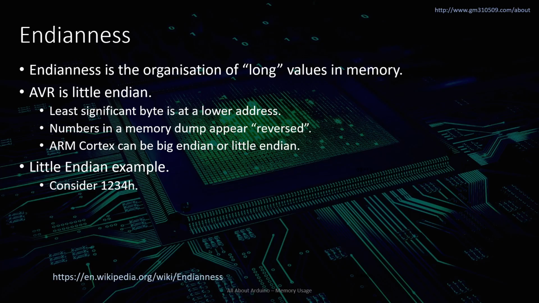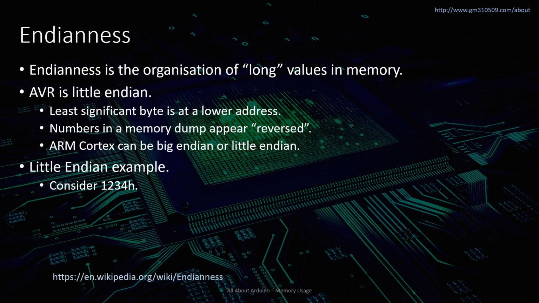So AVR is what's known as little endian. Other CPUs are big endian. I should have looked it up, but I can't think of any examples except maybe the Motorola 68000, which was an older one, I think was big endian. But what little endian means, and that's the important one for this, is that the least significant byte is at the lower address. So the least significant byte is closest to the 0 address in the memory space, and the most significant byte is closest to the top of the memory.